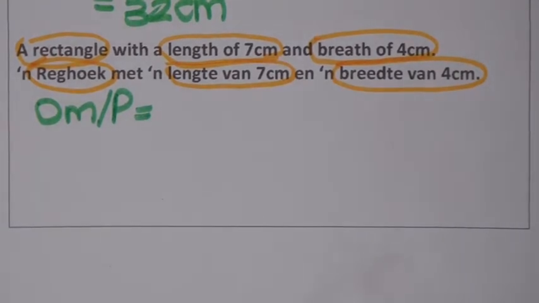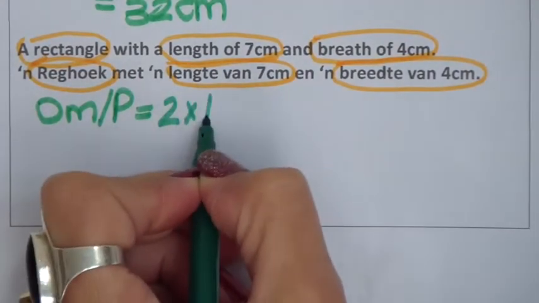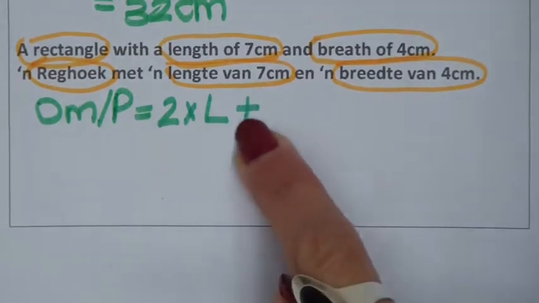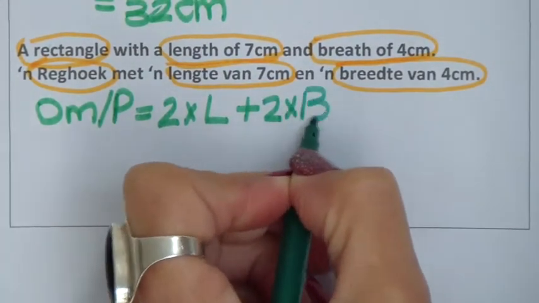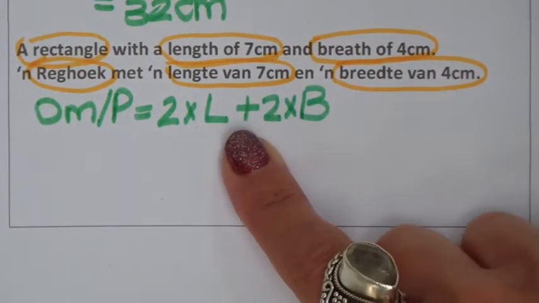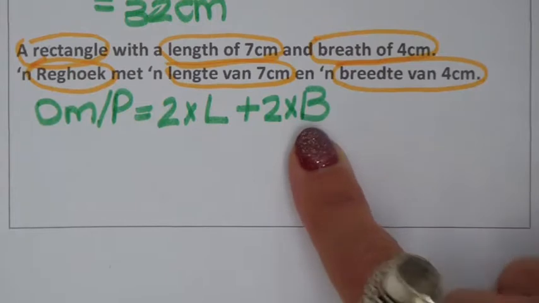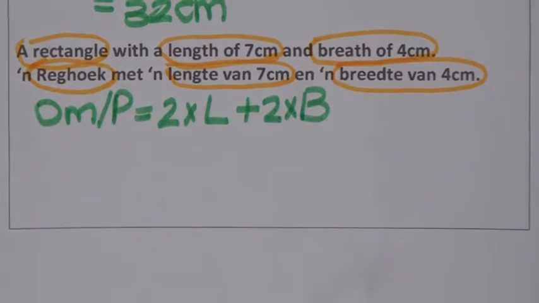This one is a bit of a tricky formula. 2 times the length plus 2 maal die breedte. 2 times the length, because there are 2 of them, plus 2 maal die breedte, because there are 2 of them. 2 times L plus 2 times B. 2 maal die lengte plus 2 maal die breedte.